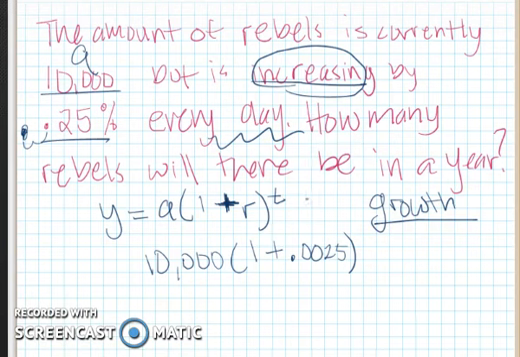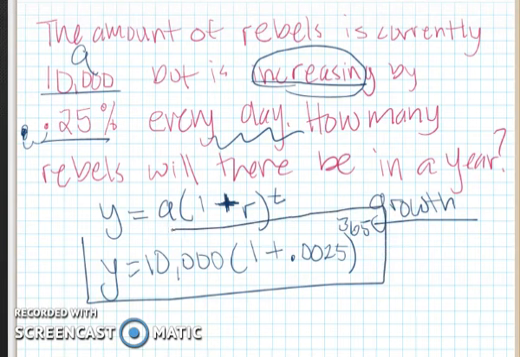And my question is, how many rebels will be in a year? Okay, well, if it's this year, we have 366 days, but normally we have 365 days. So my equation would be y equals 10,000 times 1 plus 0.0025 raised to the 365th power. And that is a growth.